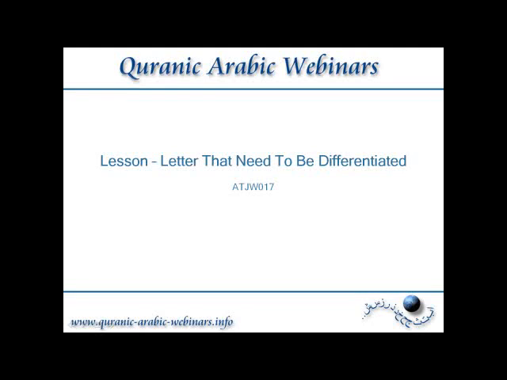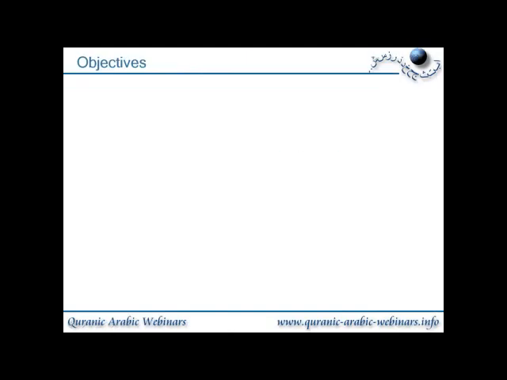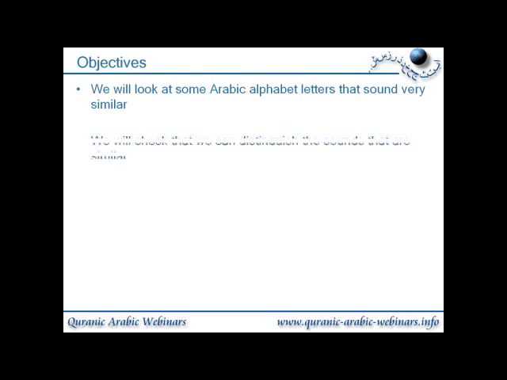This lesson is about letters in the Arabic alphabet that need to be differentiated. Objectives. We will look at some Arabic alphabet letters that sound very similar, and we will check that we can distinguish the sounds that are similar. So the object of this lesson or small practice is just to make sure that you understand the difference between some certain alphabet letters that sound very alike.